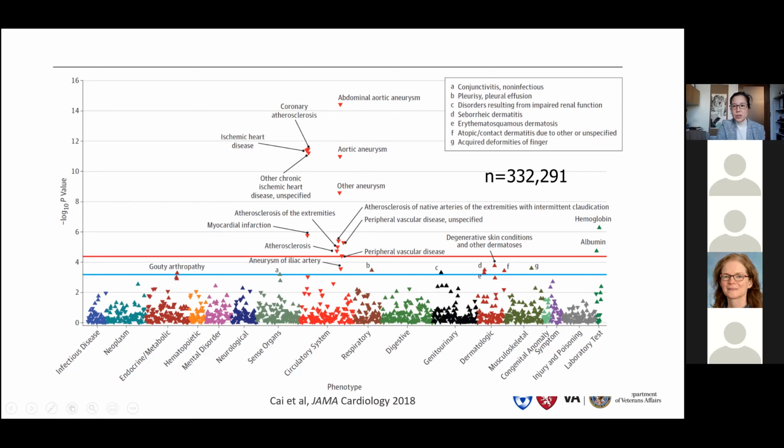So maybe I'll start on the right here with hemoglobin. I was happy to see this because I think maybe 20 years ago, oncologists were interested in IL-6 and cancer.